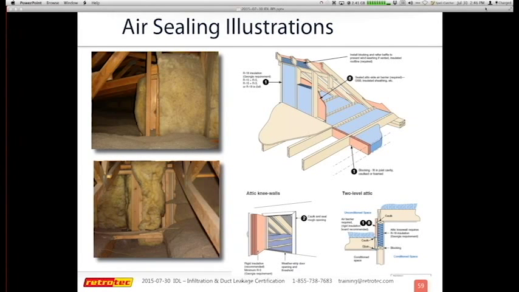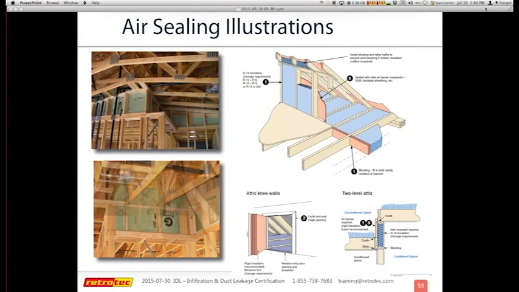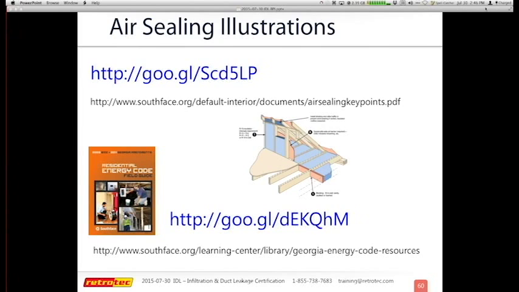These are the links to go and get the South Face illustrations, and they also made a field guide on how to do some of these things, how to seal the ductwork, or how to correctly install all 6 sides of a knee wall. So I'll leave those up for a second, and we'll list those out to you in your comments or in your feedback.